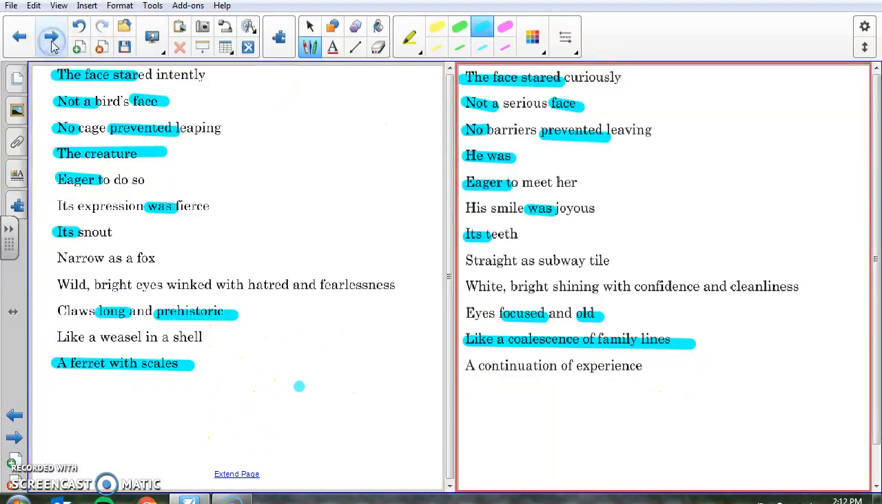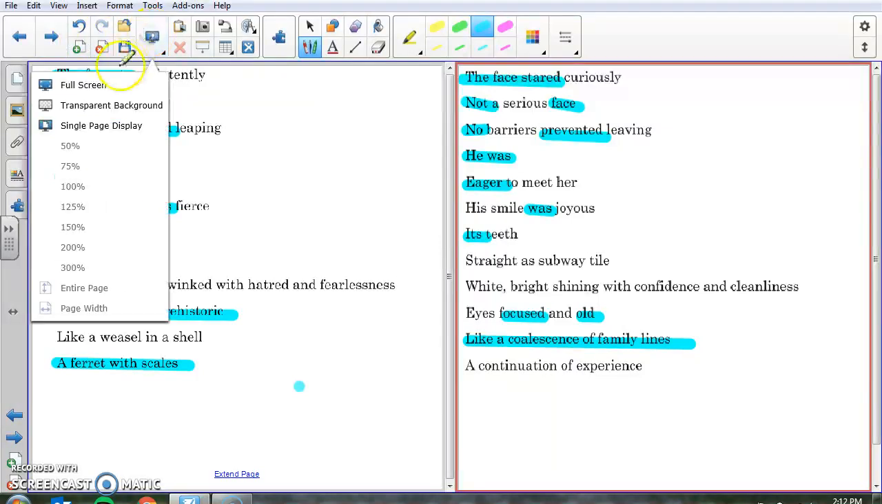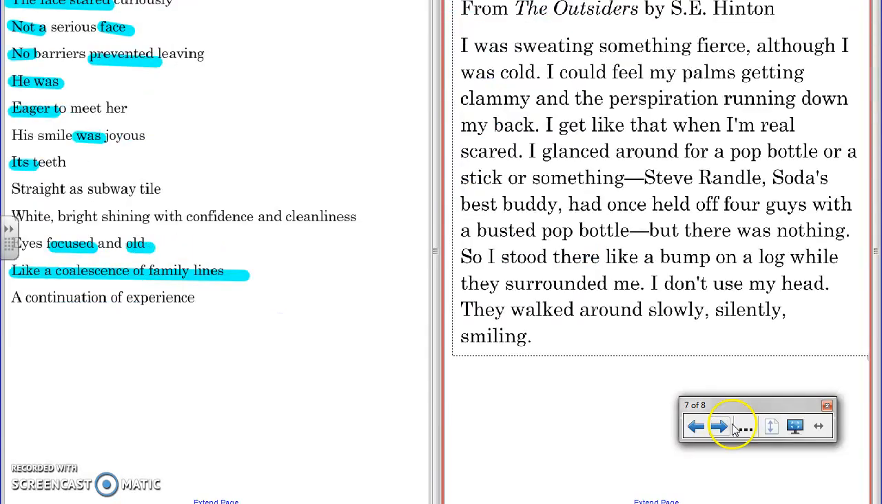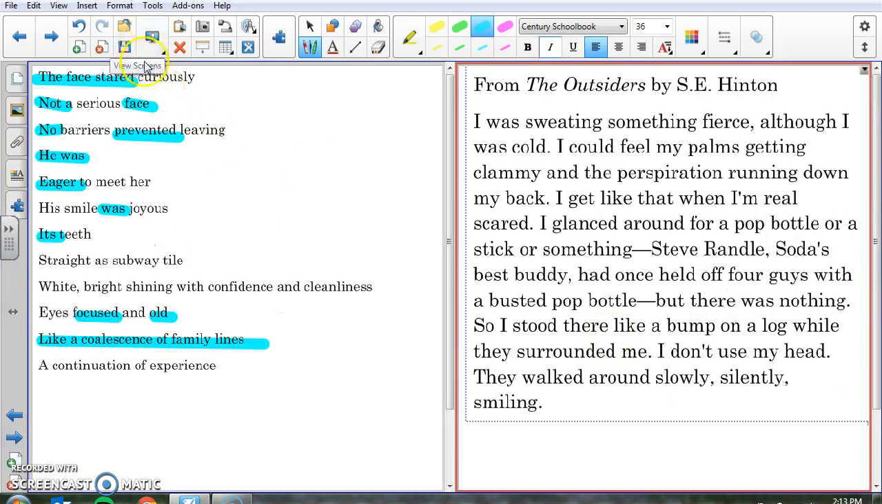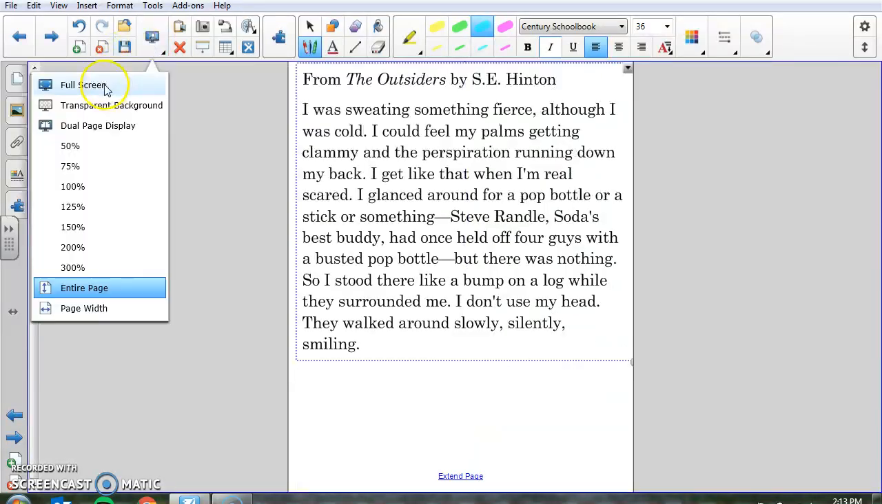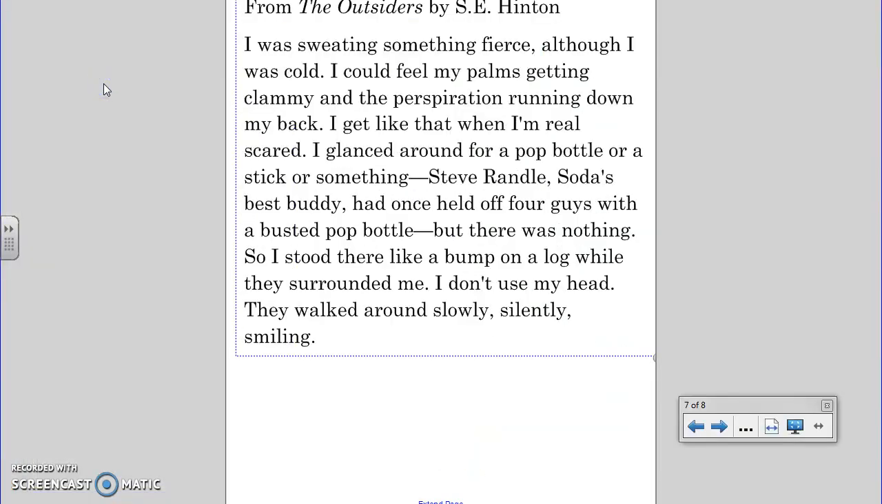So you'll see on your screen here that you have an excerpt from the story The Outsiders. And I'm going to make it full screen here. And you'll actually have a copy of this also that I've given you so you can write your own piece of found poetry. So what I want you to do, as you're reading this, is highlight or underline the things that are the most important. And then create a poem based off of that.